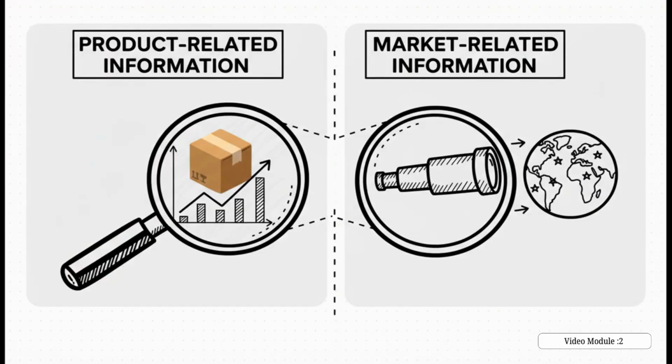I like to think of it like looking through two different lenses. On one side, you've got product-related information. This is where you're looking inward, at your own goods, at export trends from India, and any rules that might affect your product. And then you flip the switch to market-related information. Now you're looking outward at the rest of the world to find and screen potential countries.